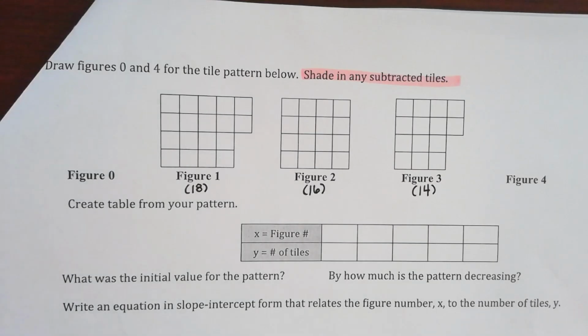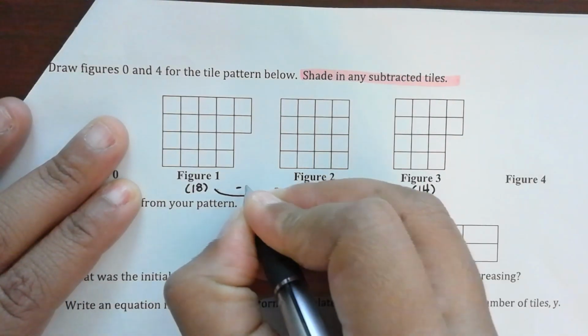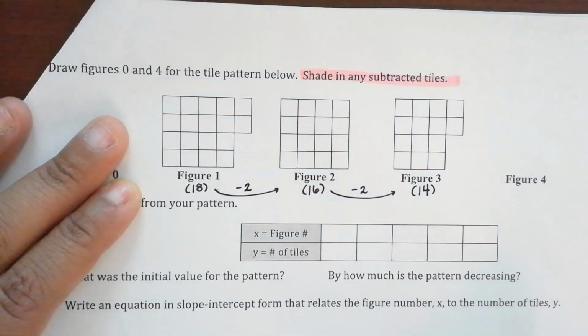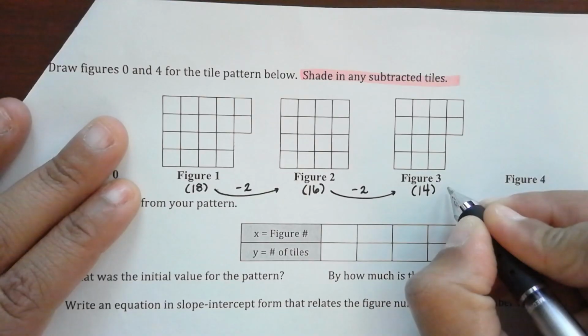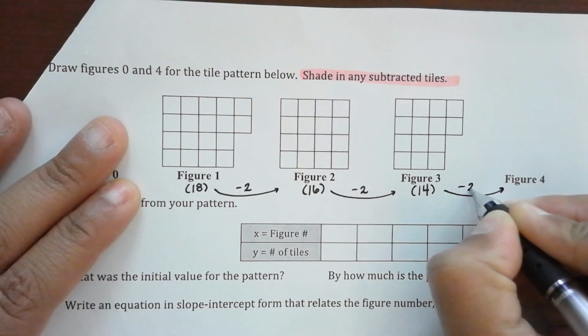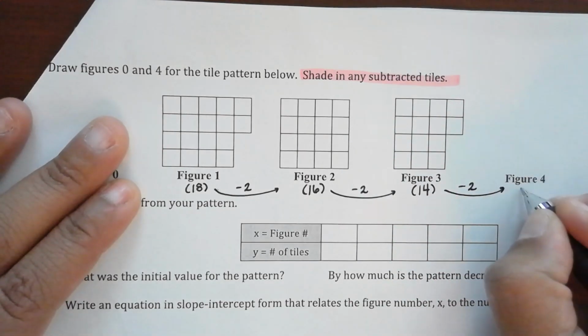Okay, how many did you count for figure 1? Did y'all count 18? How many for figure 2? 16. Figure 3? How do I get from 18 to 16? So we need to write that in between them. So how would I get from figure 3 to figure 4? Minus 2 again. So what is 14 minus 2? 12.